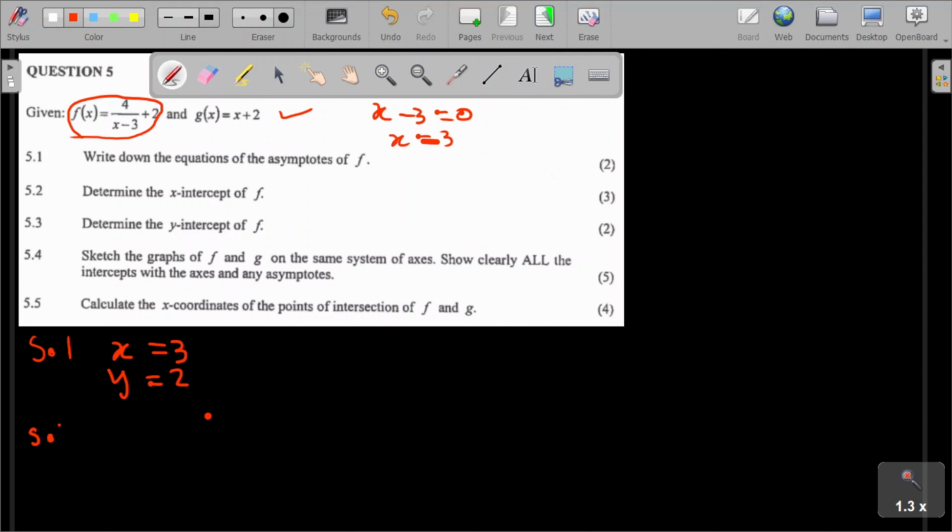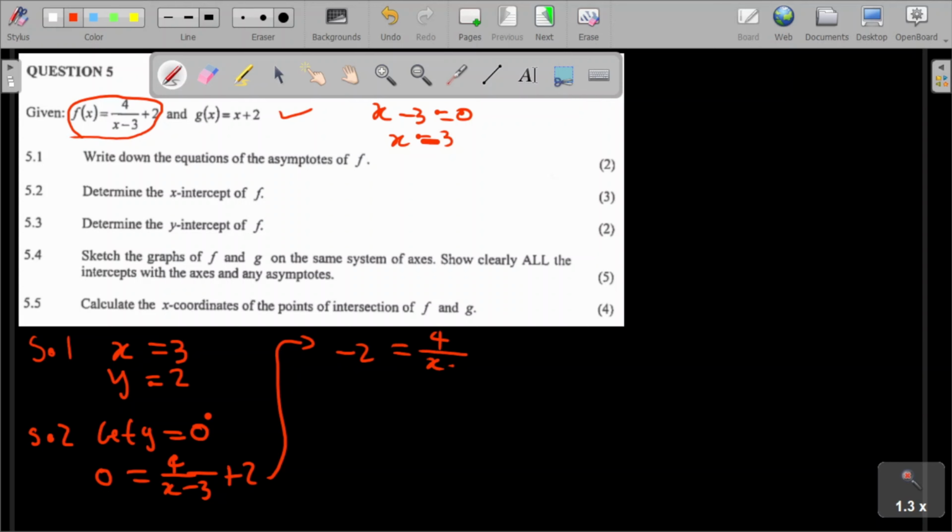And then 5.2, they say we must find the x-intercept. Remember, to find an x-intercept, we let y = 0. So 0 = 4 over (x - 3) plus 2. And then we take this 2 to the other side. It's going to be -2 = 4 over (x - 3). Now remember, this is over 1, so we're going to cross multiply. And then we're going to have 4 = -2x, and then -2 times -3 is going to be positive 6.